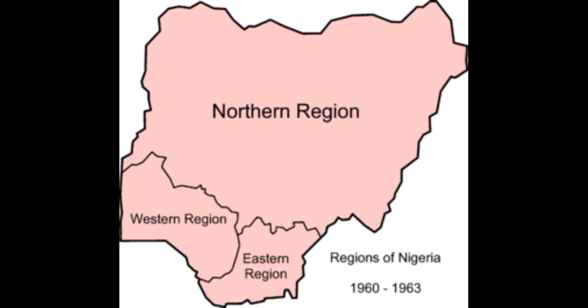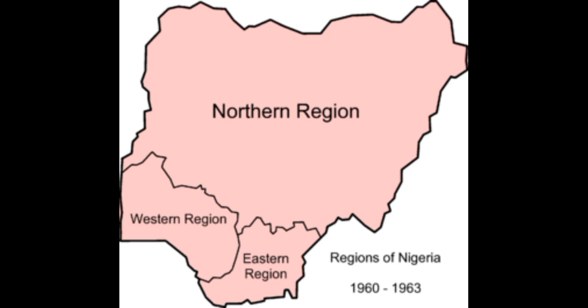6. Regional autonomy. The regional government. Each region had its own government led by a premier and had control over certain areas like education, health, and agriculture. Regional legislatures had the power to make laws on matters specified in the regional constitutions. 7. Electoral system. The Constitution provided for general elections, with members of the House of Representatives elected by universal adult suffrage. The regional representation. The regions were represented in the federal legislature according to their population.